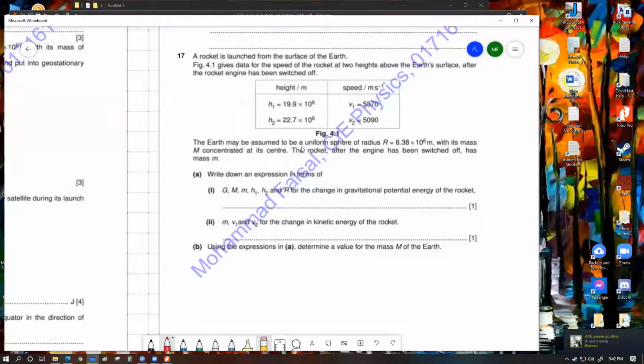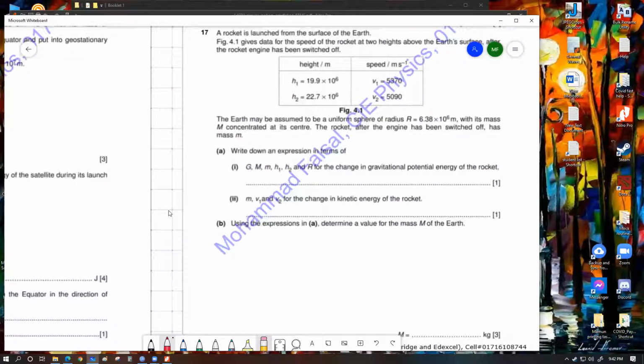The earth may be assumed to be a uniform sphere of radius R equals 6.3 × 10⁶ meter with its mass M concentrated at its center. The rocket after the engine has been switched off has mass m. Write down an expression in terms of G, M, m, h1, h2 and R for the changing gravitational potential energy of the rocket. This question might be a bit challenging to write.